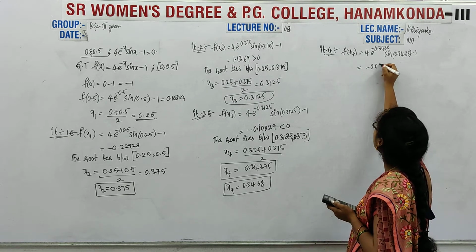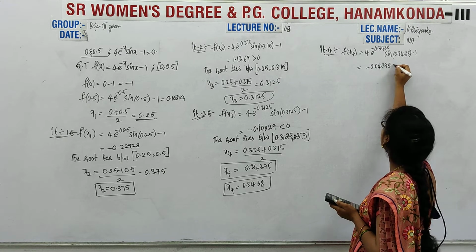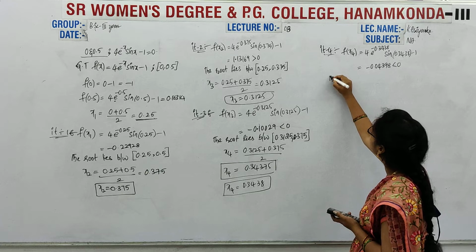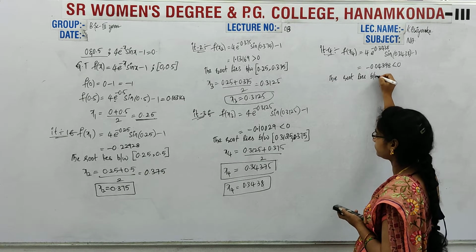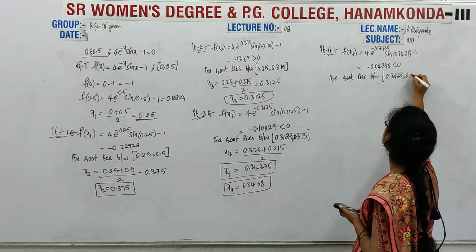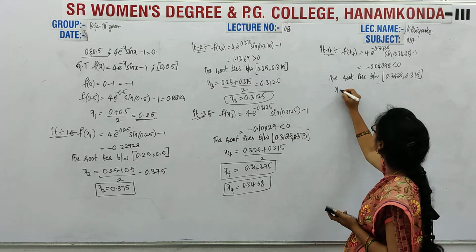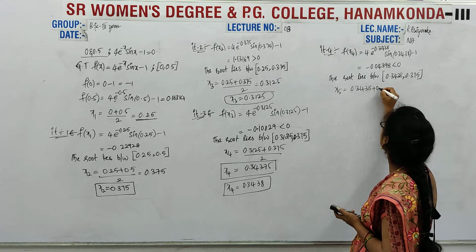So minus 0.04398 which is less than 0, right? Which is less than 0 means again what we can say? The root lies between 0.3438 comma 0.375.